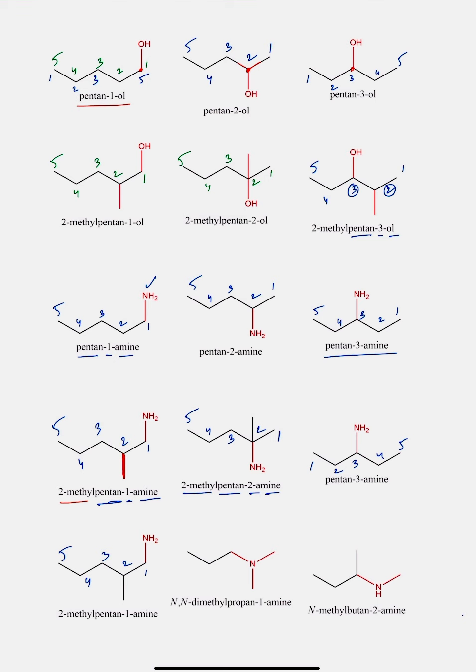Now look at the next compound. There are 2 methyl groups attached to nitrogen. So when I have this kind of compound, what do I do?